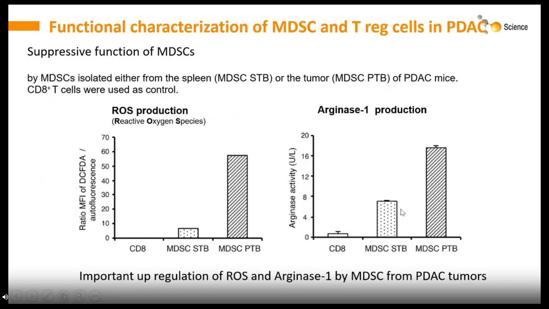So next, we examined the presence of MDSC functional molecules such as ROS, reactive oxygen species, and arginase 1, which are essential for the immunosuppressive capacity of these cells. We observe an important upregulation of these molecules by MDSC from PDAC compared to their splenic counterparts.